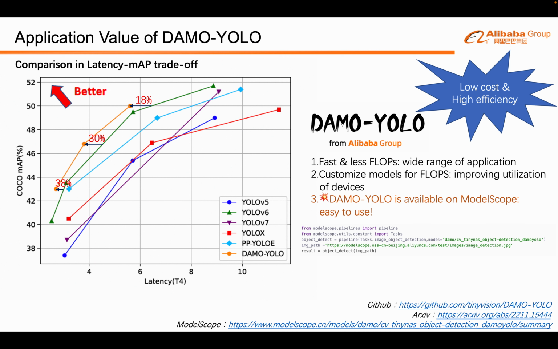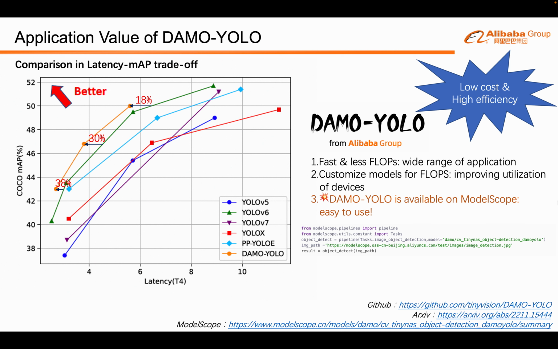After this quantitative analysis, we can summarize the application values of DAMO-YOLO. First, DAMO-YOLO is fast and has fewer FLOPs, so we can save computing power efficiently. Second, we can customize models for FLOPs and latency constraints to improve the utilization of hardware devices. Besides, DAMO-YOLO is available on the ModelScope platform.